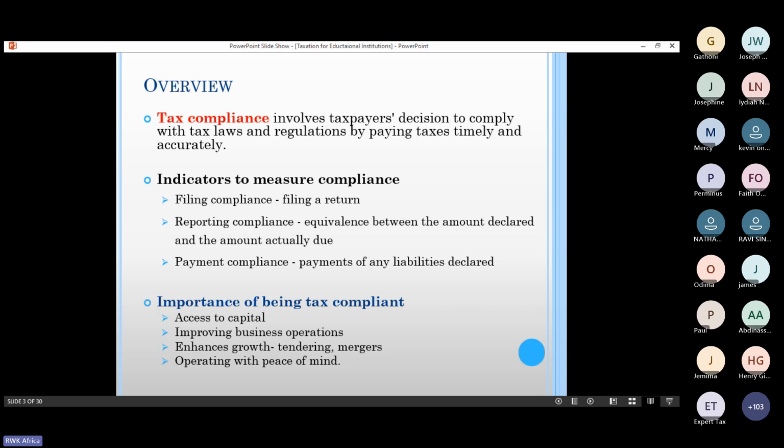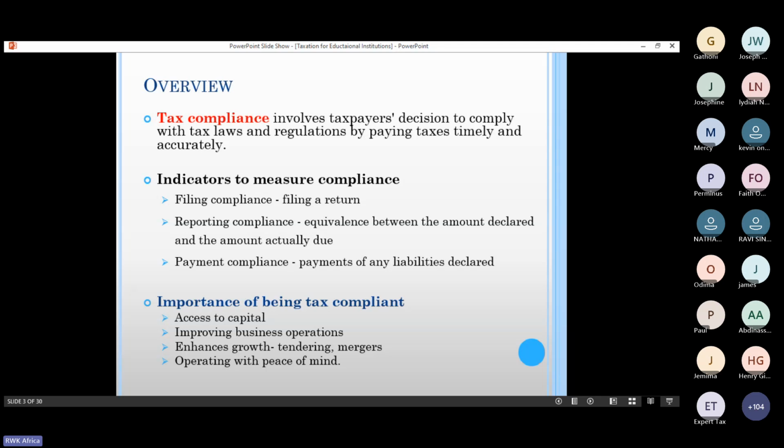So what are the importances of being tax compliant? Number one, you can access capital. I believe those of us who have tried accessing facilities from the bank, they request to see your tax compliance certificate. They want to ensure before they engage with you to give a facility, you are tax compliant. Also, you have investors who want to invest in your business. In this case, you have a private school, you want a facility, or maybe you have investors who want to join you in the operation of the school. They want to see how compliant you are.